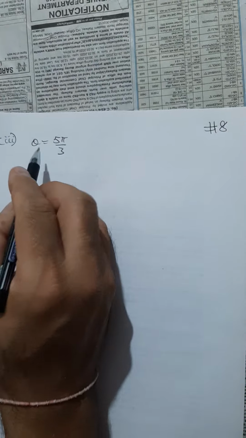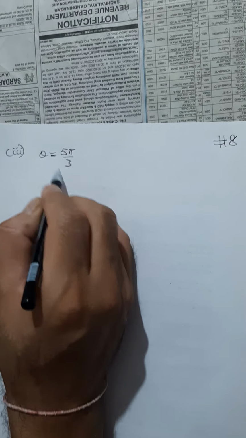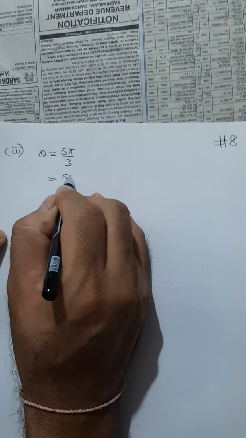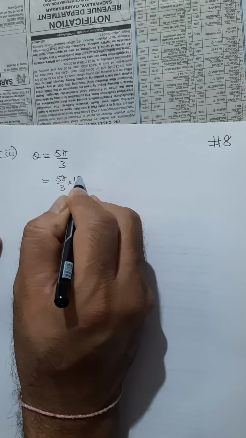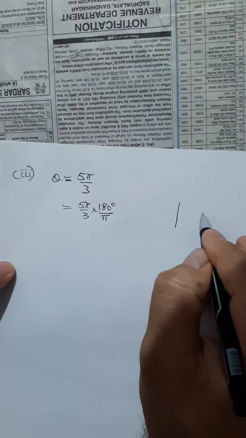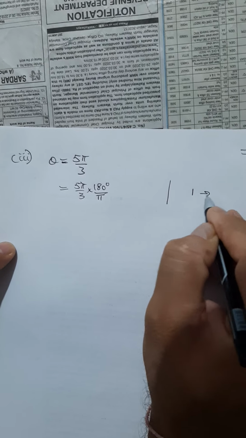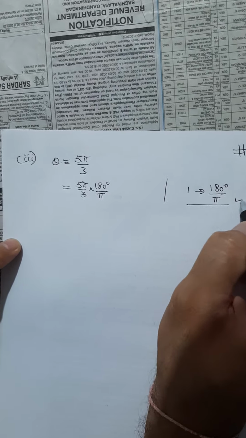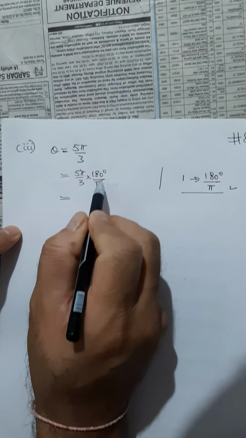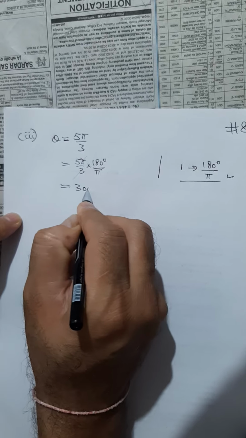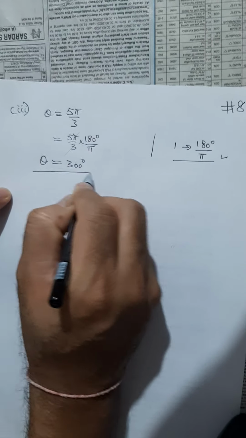So next is 5 pi by 3. This is in radian because it is in pi. We want to convert into degree. So 5 pi by 3 into 180 by pi. This is the relation: 1 radian equals 180 degree by pi. This much we know. Now you just simplify. Pi will get cancelled. This is 60. So we'll get 300 degree. So here theta is 300.